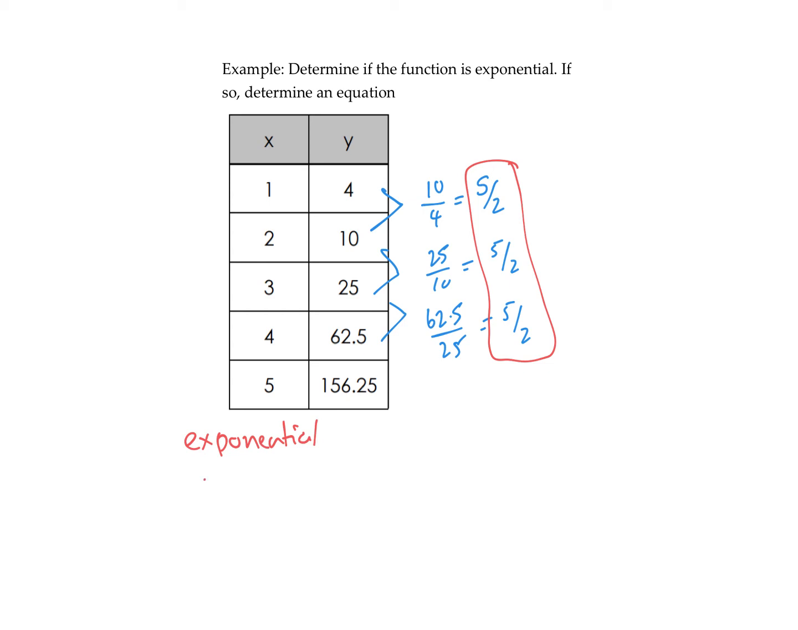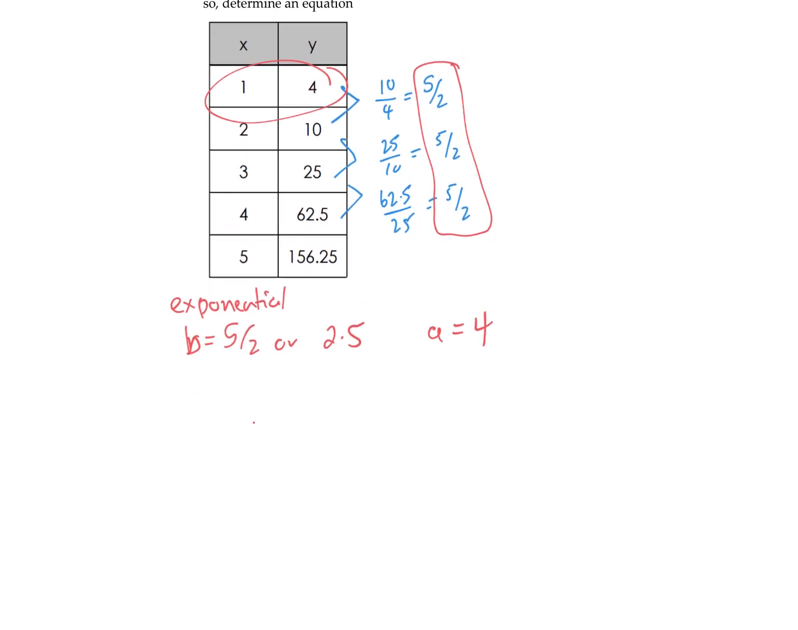The common ratio is 5/2, or if you want to use a decimal, 2.5. The starting value is here. When x is 1, y is 4, so that's my starting value. And so my equation would be starting at 4, we have a common ratio of 5/2 to the power x, or if you want to use a decimal, 2.5 to the power x.